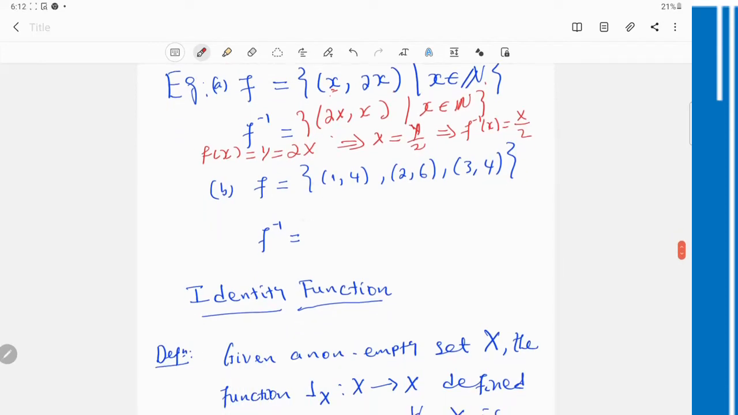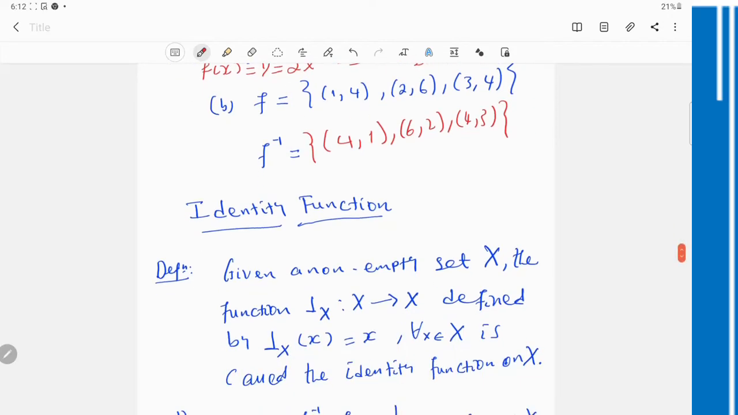So how about this one? You just interchange, so which is (4, 1), (6, 2) and (4, 3). So this is the inverse of f.